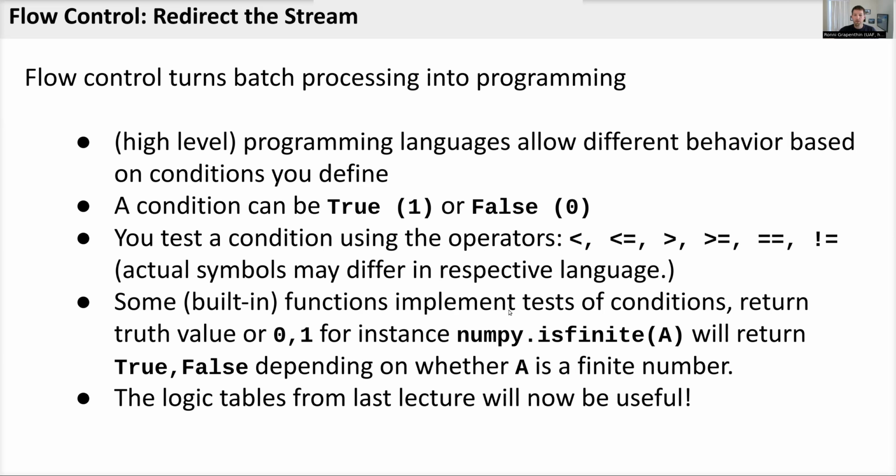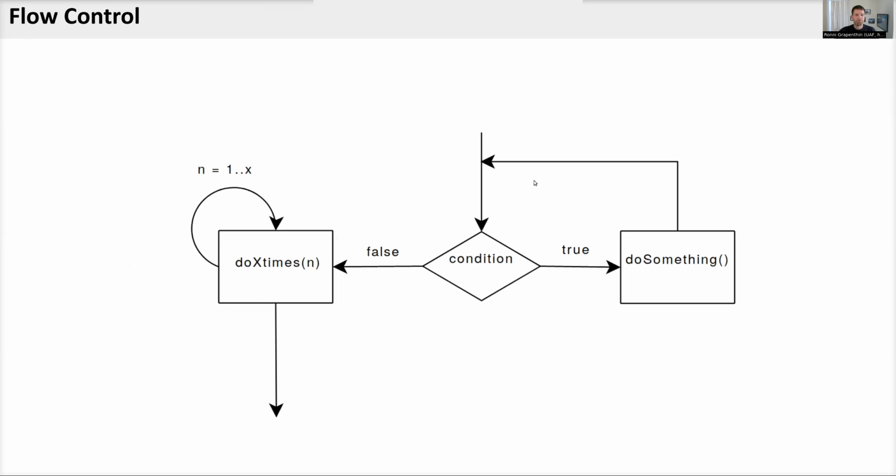Some built-in functions also implement tests of conditions. For instance, in Python, the NumPy package comes with a function that allows you to test whether or not a number is finite, and it gives you a true or false depending on whether or not A is finite or not. And now you will hopefully see the importance or the use of the logic tables that we talked about last lecture and that you got to deal with in the homework.